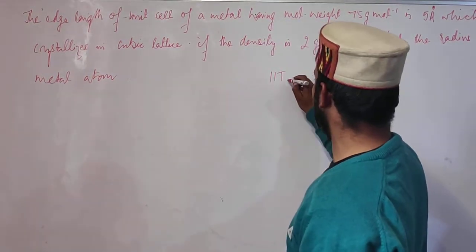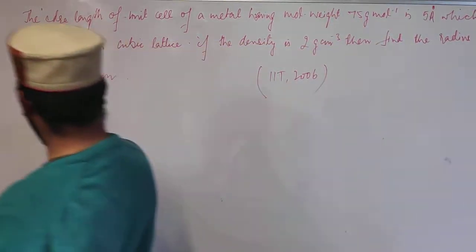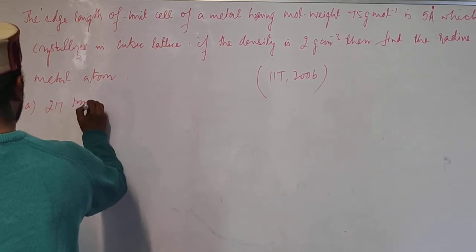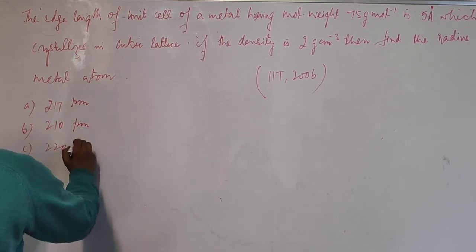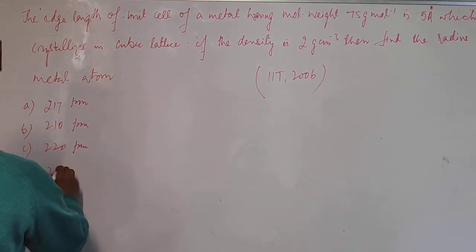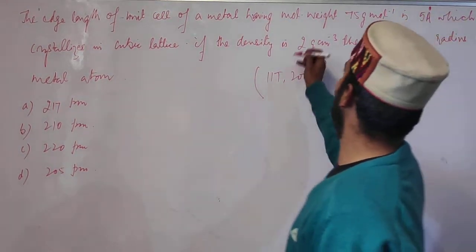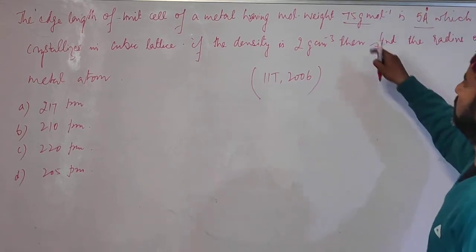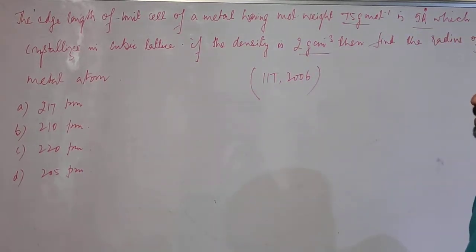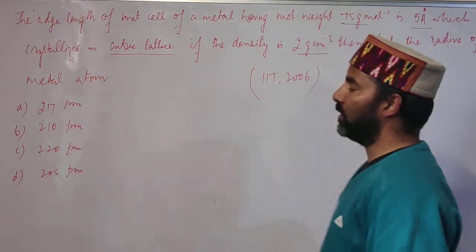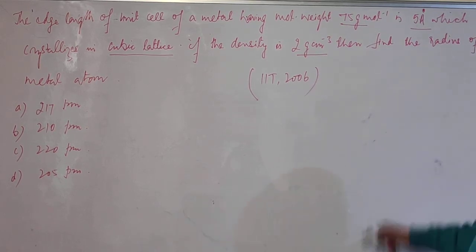This question was asked in the IIT 2006 exam, and the options provided were 217 picometers, so all the values are in picometers, 210 picometers, then 220 picometers, and then 205 picometers. So these are the 4 options. Now student, the edge length of the unit cell is 5 angstrom, molar mass is given, density is given, but look, the type of cubic lattice is not given. And student, until the cubic lattice type is found, you won't be able to find the radius. Now student, how to do it?